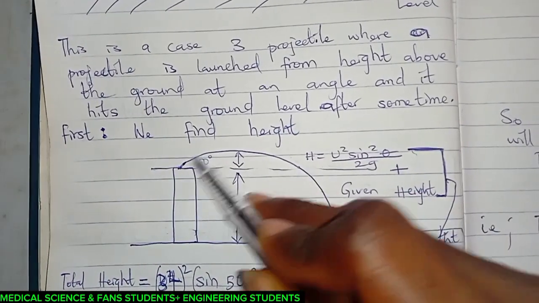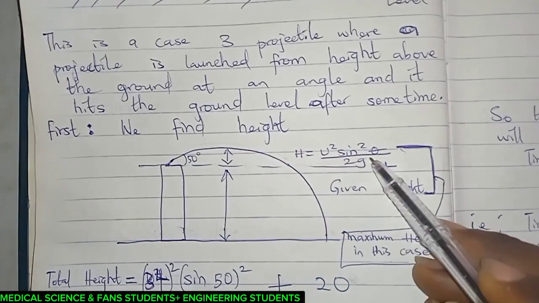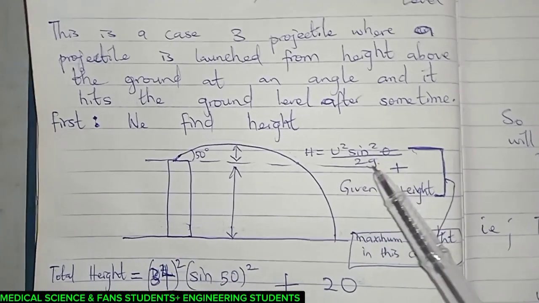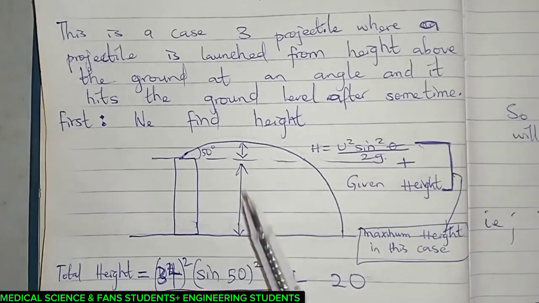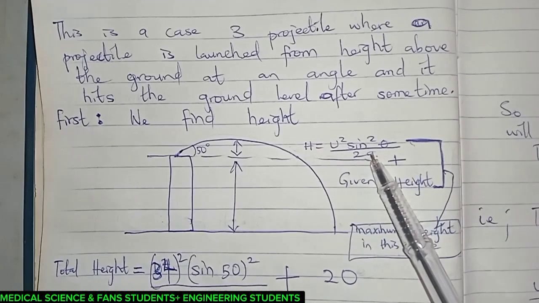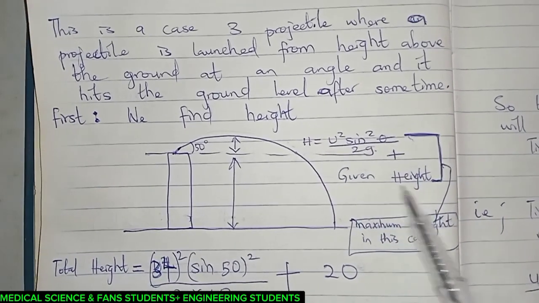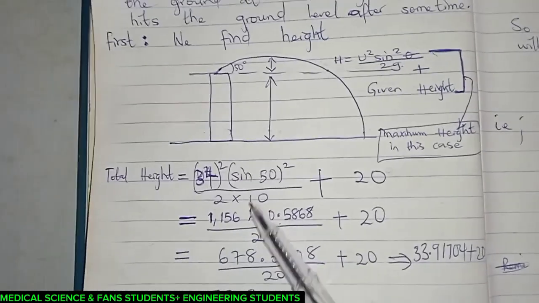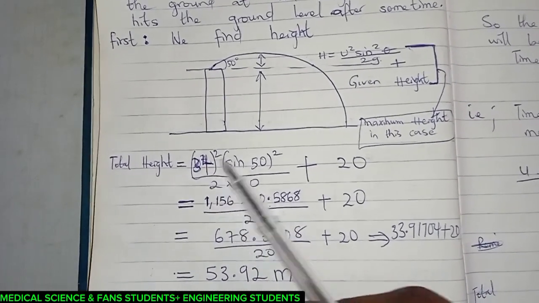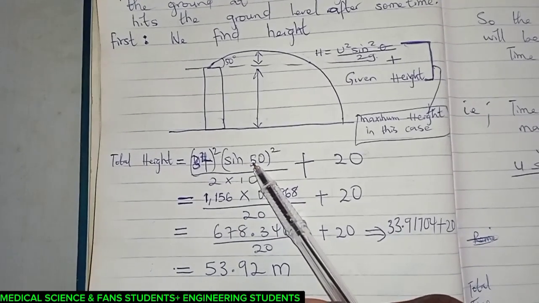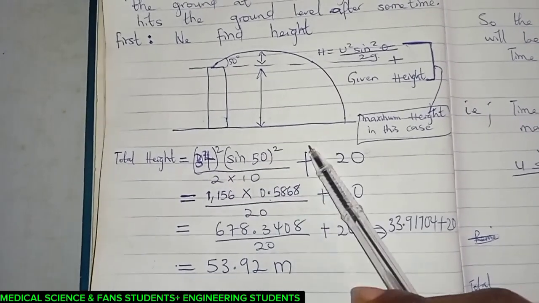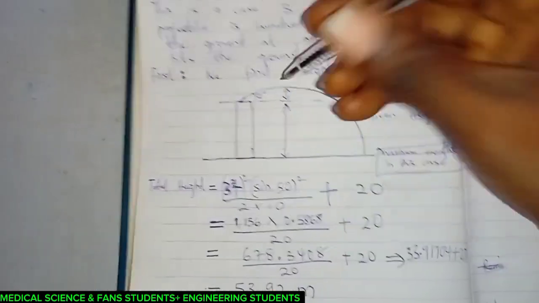And how to find maximum height in such cases, use u squared sine squared theta over 2g. So in this particular case, how to find the maximum height for this type of projectile is simply to use u squared sine squared theta over 2g plus the given height. So that is what we did here. We did u squared, which is 34 squared, sine 50 squared, all over 2g, which is 2 times 10, plus the given height, which is 20.